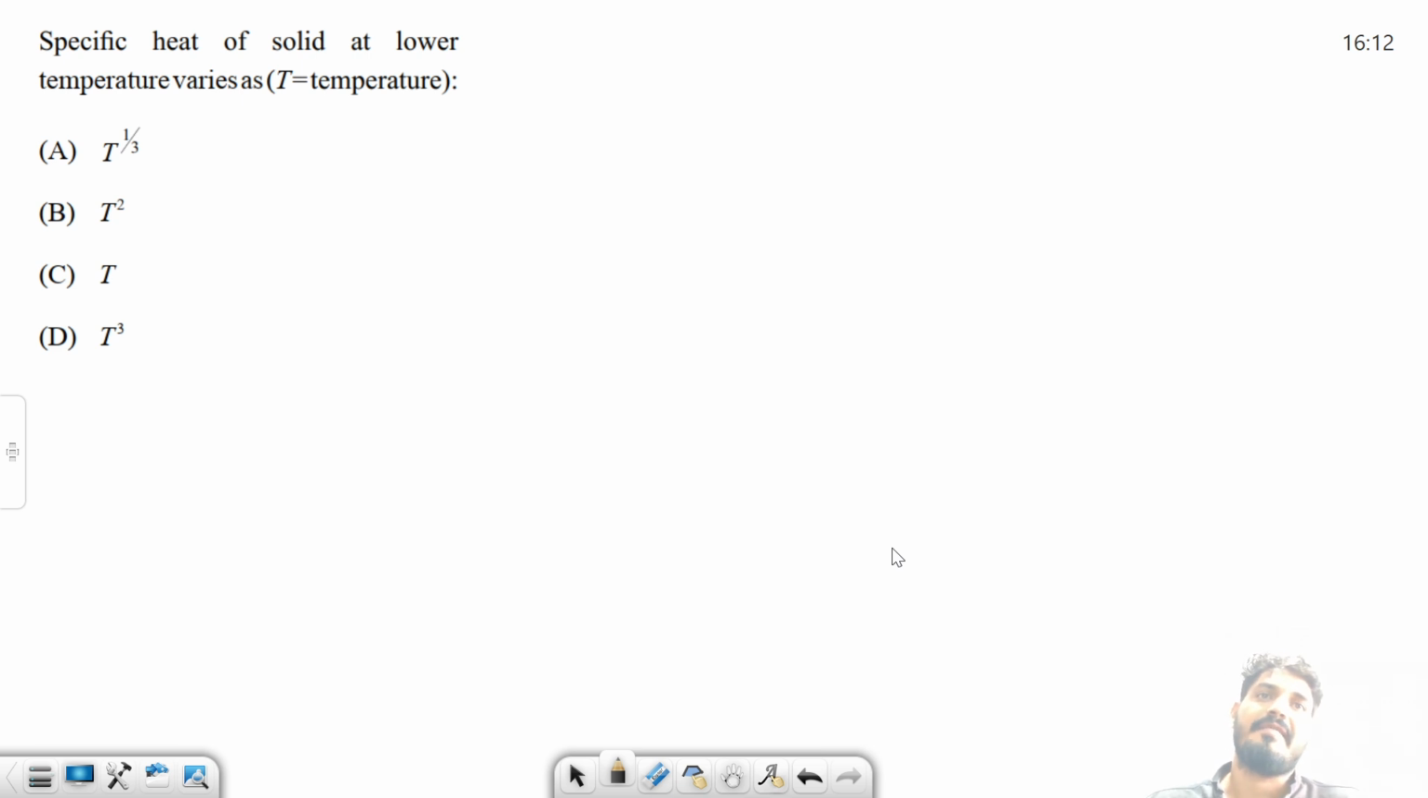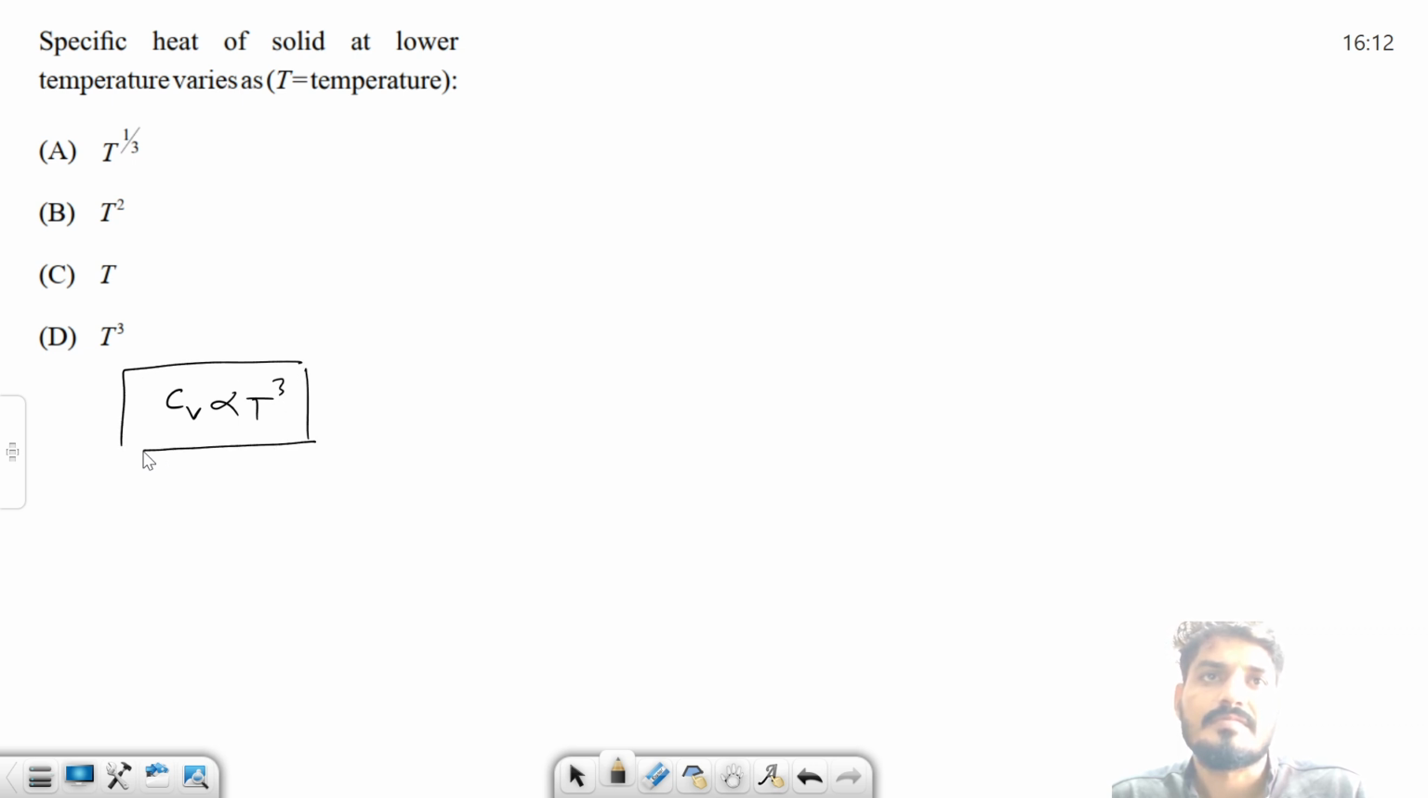Yeah, this is again very simple and straightforward, but I'll give you some concept behind this and some direct formulas. Specific heat of solid at lower temperature varies. So for solids, we already know that specific heat Cv is proportional to T cube. But this is just one case. They may ask about some other things also. And this is valid in 3D. Remember, this is in 3D.